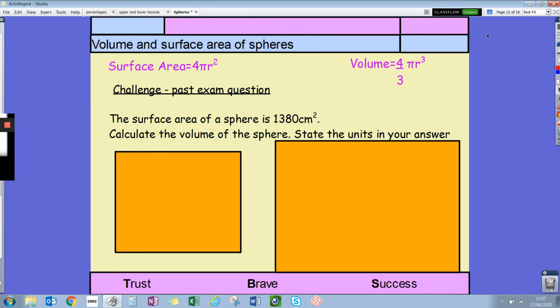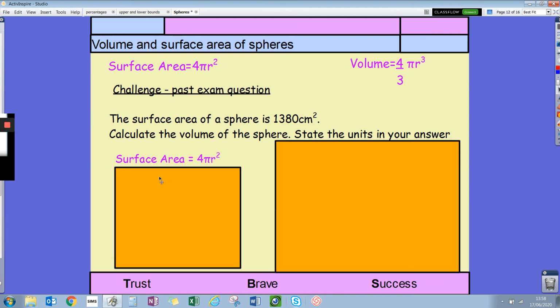Okay, so the question says the surface area of a sphere is 1,380 centimetres squared. Calculate the volume of the sphere, state the units in your answer. So we know that we're eventually going to have to calculate the volume of the sphere. To calculate the volume, we need the radius. So our aim now to be able to get to the volume is to calculate the radius. So if we look at our surface area here, that's got radius involved. So we're going to use this formula to help us out.